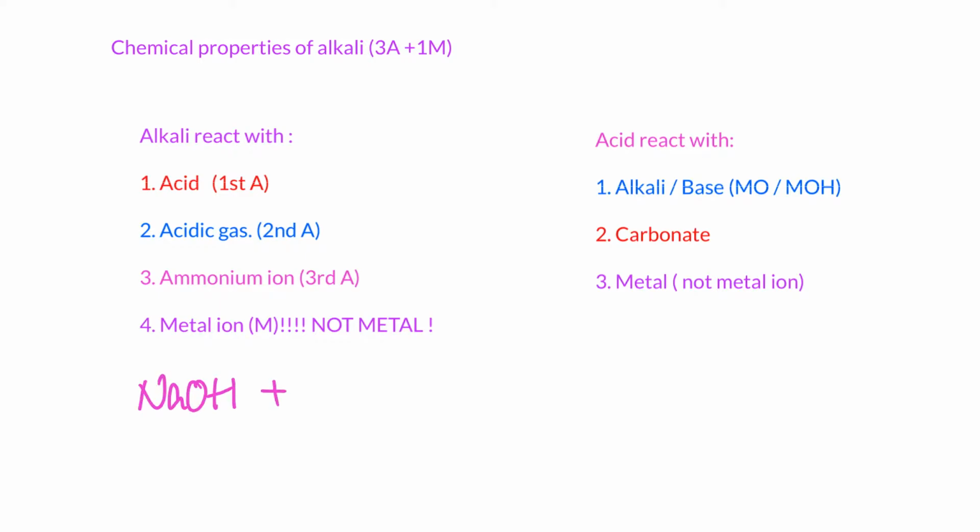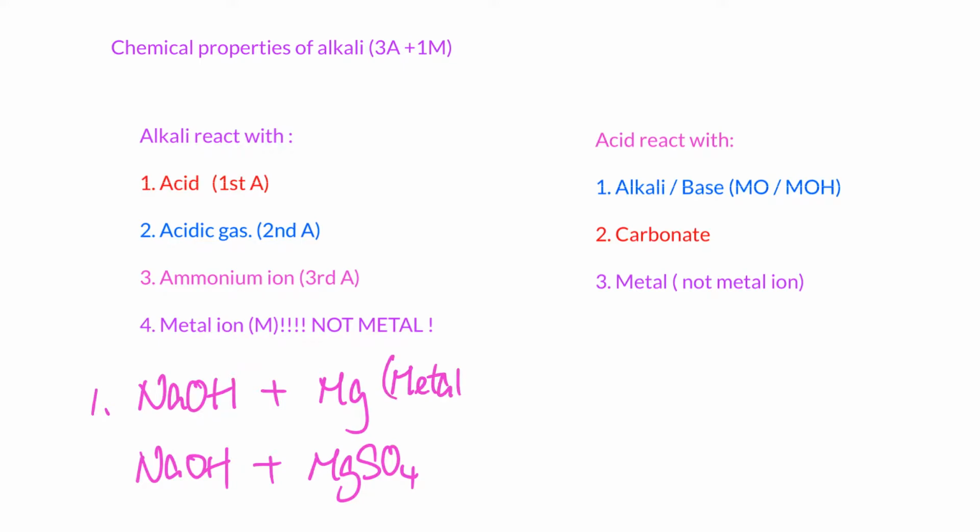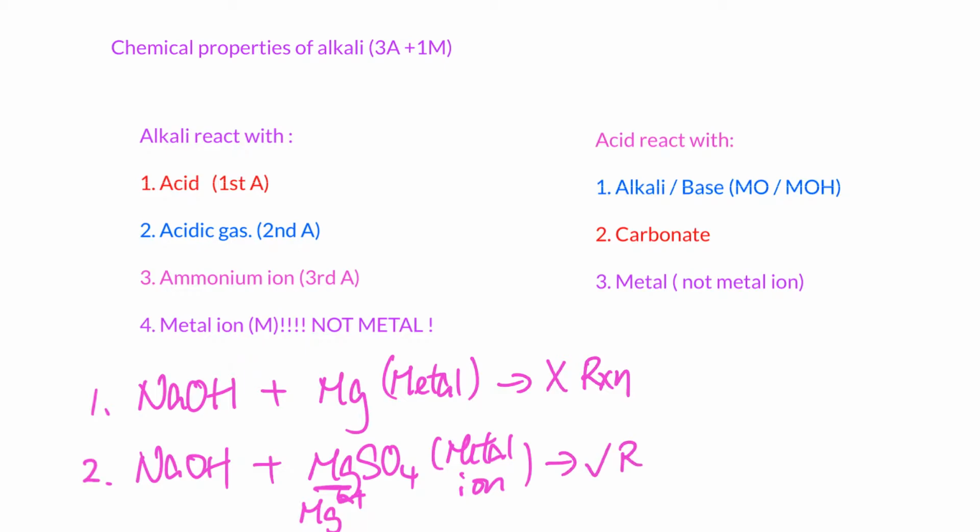For example, NaOH reacting with the Mg, NaOH, and then reacting with the MgSO4. So in this case, the first equation is reacting with the metal, because you can see the Mg atom only here. The second one is reacting with the metal ion, because the Mg in the compound exists as Mg2 plus. So according to the reactions, alkaline reacts with the metal ion but not the metal. The metal has no reaction, and the metal ion, you will have a reaction.